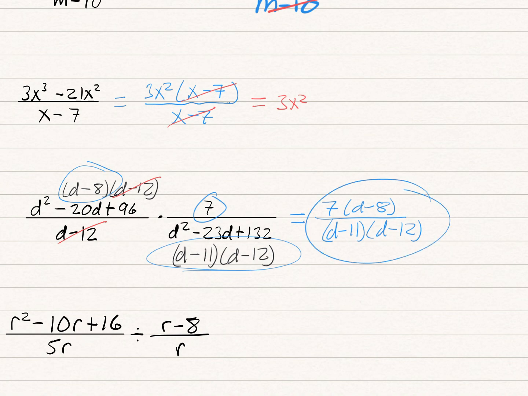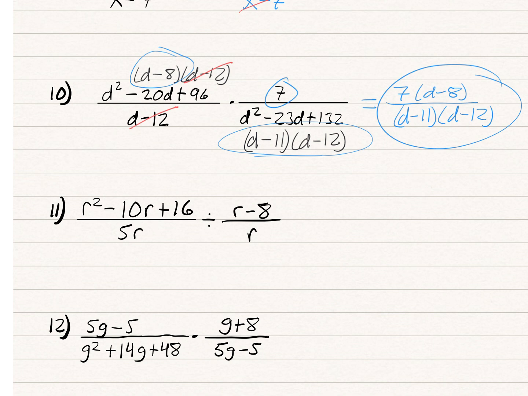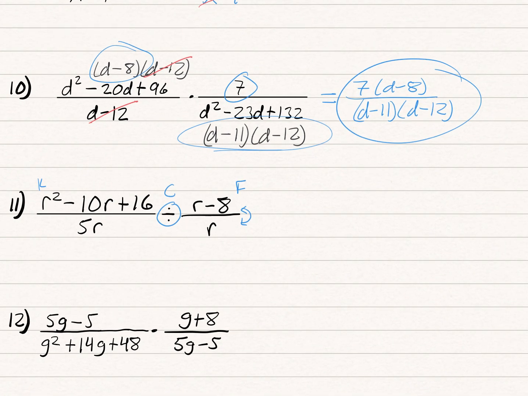All right, so there's your final answer. All right, and now let's do some division ones. With division, it's going to work the same. We're going to keep the first fraction, change the division to multiplication, and we're going to flip the last fraction. All right, so not even doing anything extra, I'm just going to write this in that form, right?